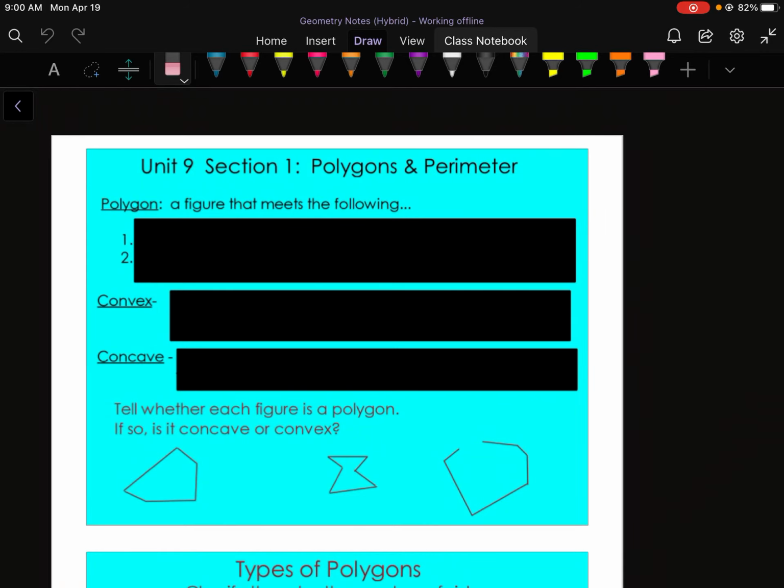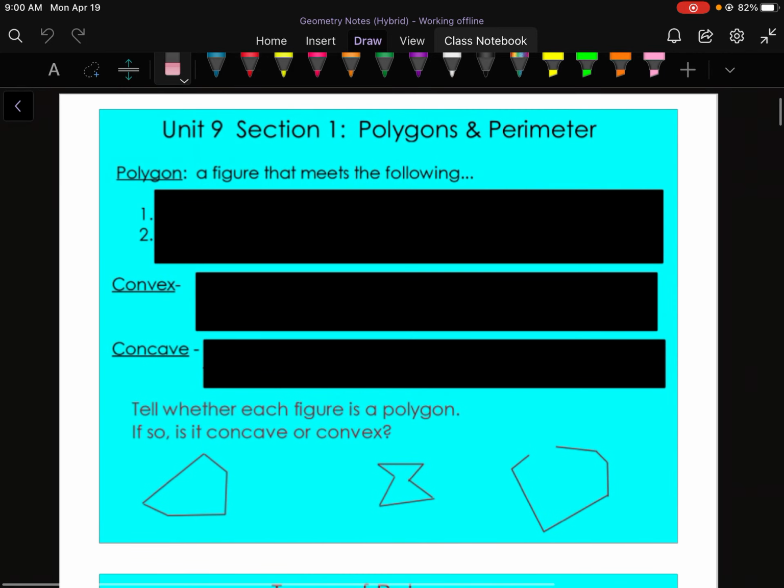All right, here we go. Unit 9, Section 1, Polygons and Perimeters. So a lot of words in this section, but it lays kind of the foundation for the entire unit.